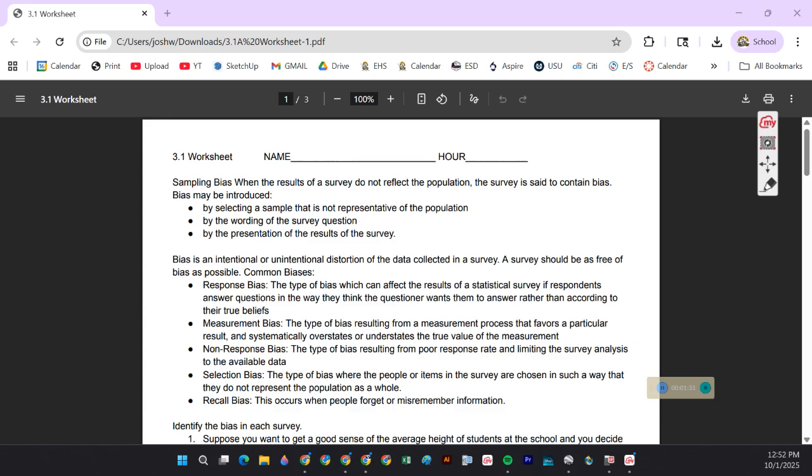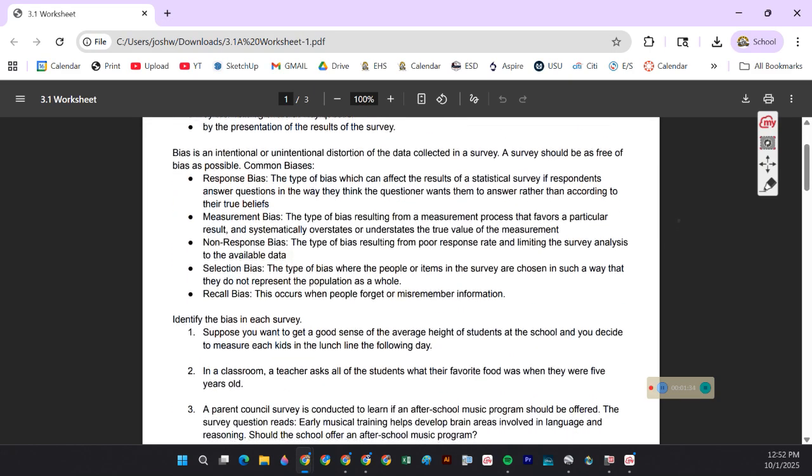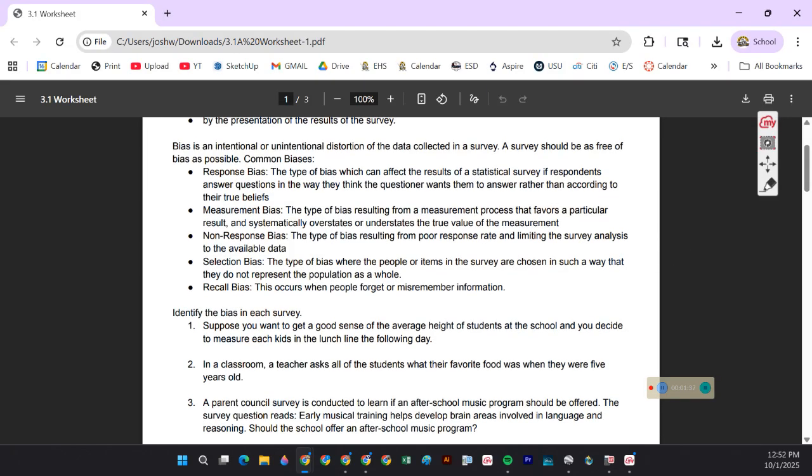All right, so here are some common biases. Response bias. Response bias happens when the person responding does not have complete freedom over their answers. The most common would be when the interviewer is influencing what the respondent says, right? When you tell a story to your friends and you tell the same story to your parents, it's not always exactly the same story, right? That would be response bias. The presence of the interviewer influences the response.